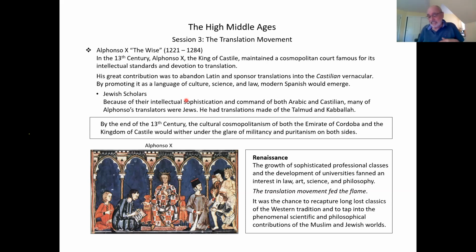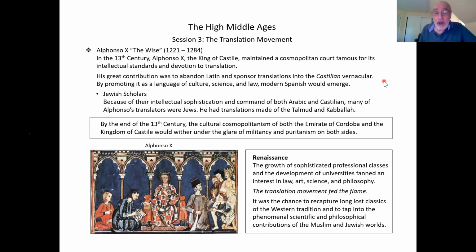He maintains this incredibly cosmopolitan court, famous for its intellectual standards and devotion to translation. So translation continues even after the Toledo School of Translators. His great contribution was to abandon Latin and sponsor translations into the Castilian vernacular.